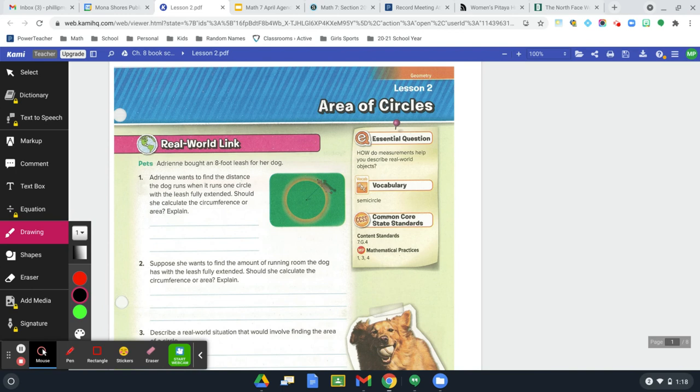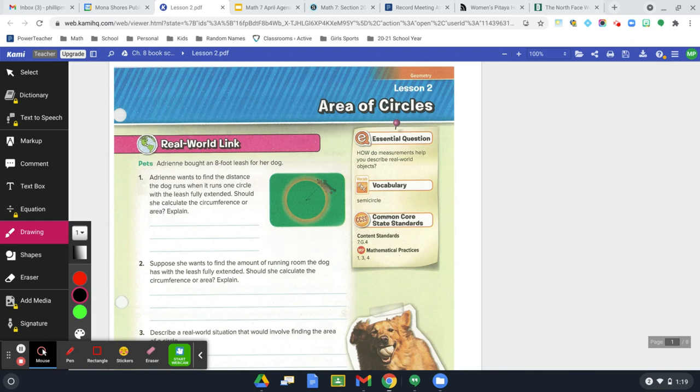So your real world link with area of circles. Here's your little story. Adrienne bought an 8-foot leash for her dog. And so you can see that in the picture off to the right. And in number 1, Adrienne wants to find the distance the dog runs when it runs in one circle with the leash fully extended. Should she calculate the circumference or the area?